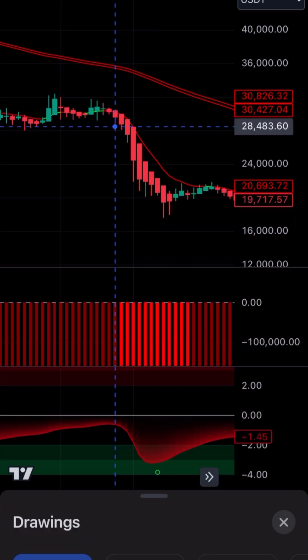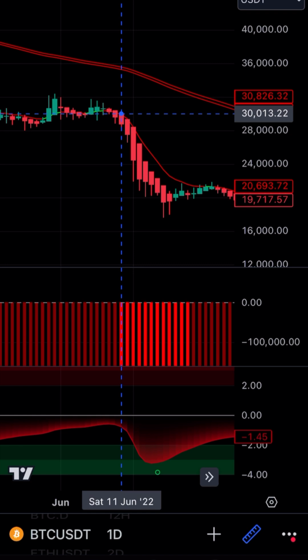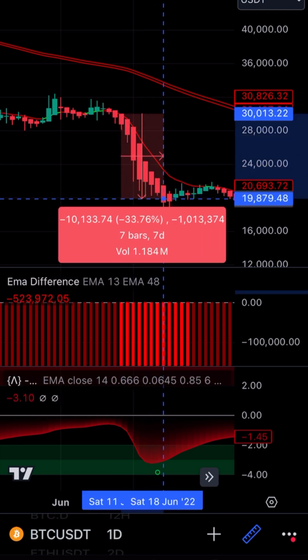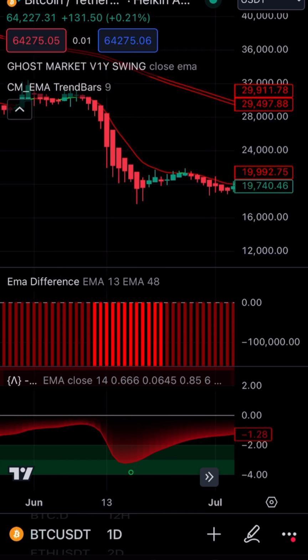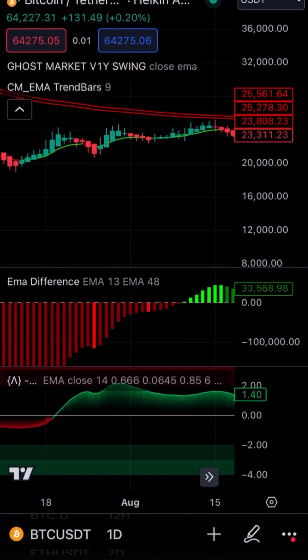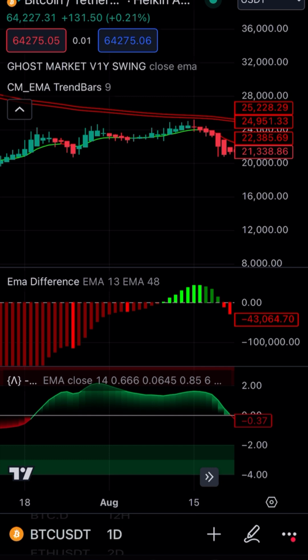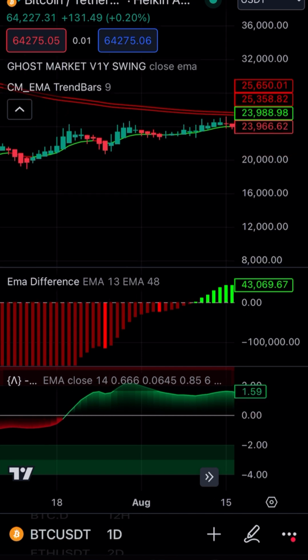Let's see if we got any more. Yeah, we got one right here. From here to here, that's a $10,000 move. If you trade in Forex, it's a $10,000 move because you basically got a million pips here, and if you did it at a 0.01, you would have made $10,000. So let's see. Still down.